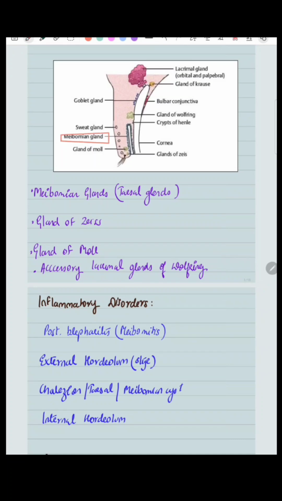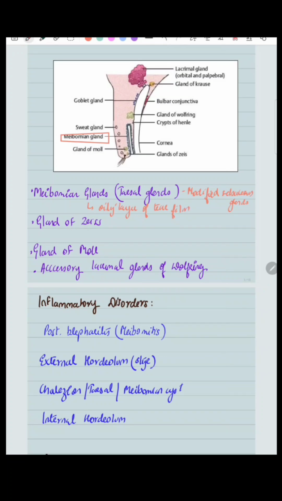located in the tarsal plate, also known as the tarsal gland. They are modified sebaceous glands, and their secretion constitutes the oily layer of the tear film.